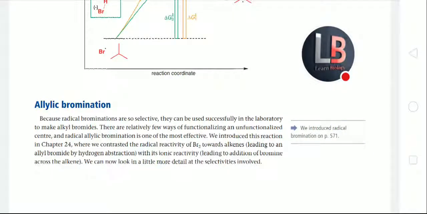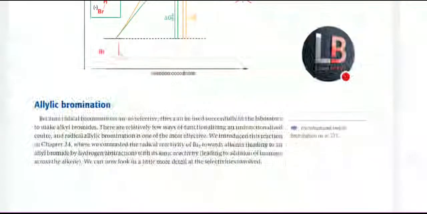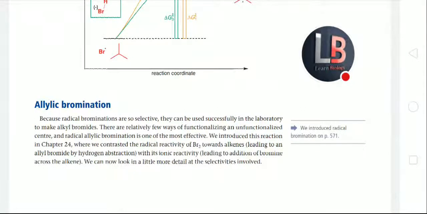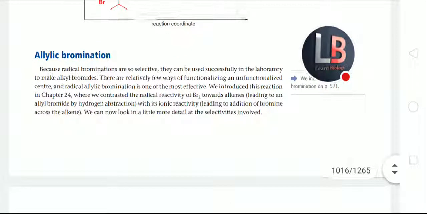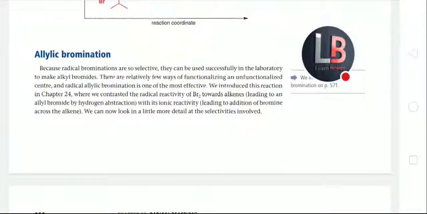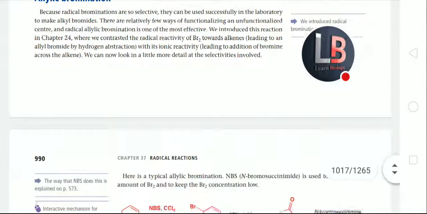We introduced this reaction in chapter 24, where we contrasted the radical reactivity of bromine towards an alkene, leading to an allyl bromide by hydrogen abstraction, with its ionic reactivity, addition of bromine across the alkene. We can now look at a little more detail at the selectivities involved.